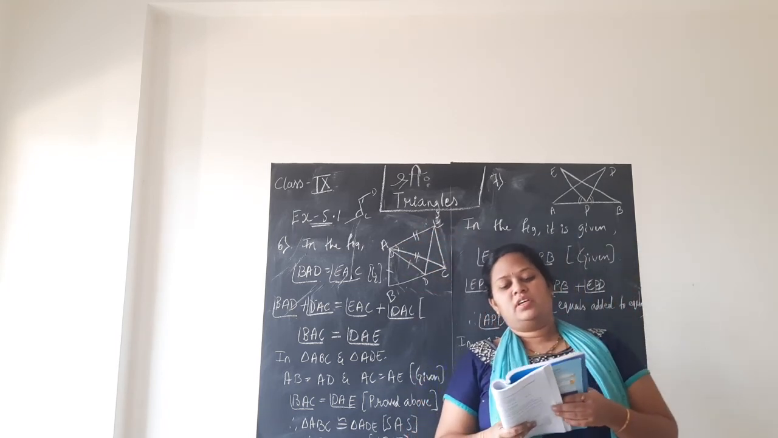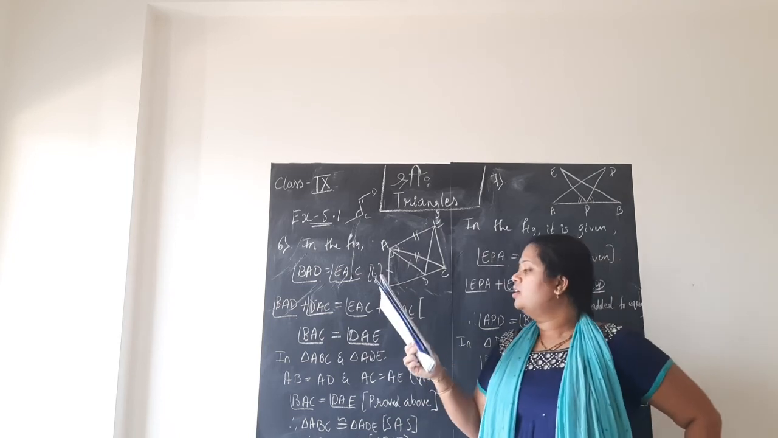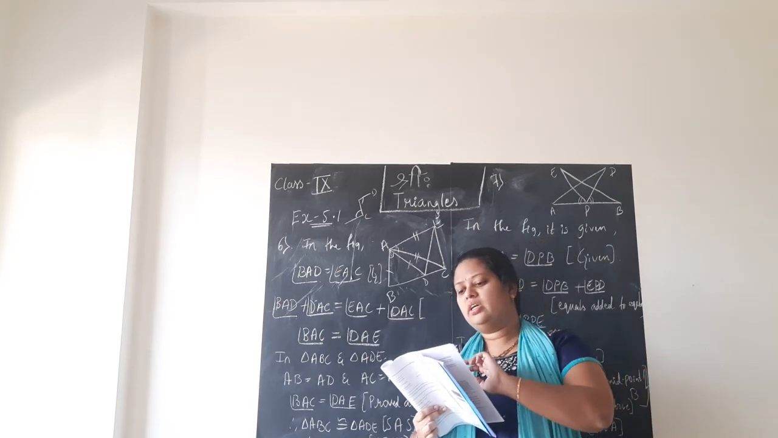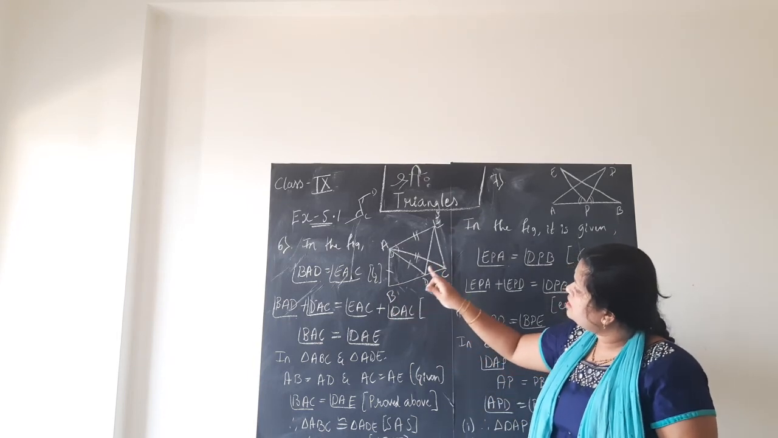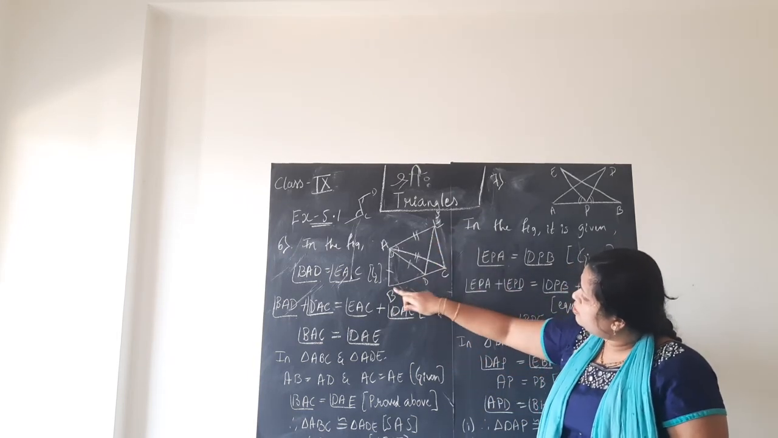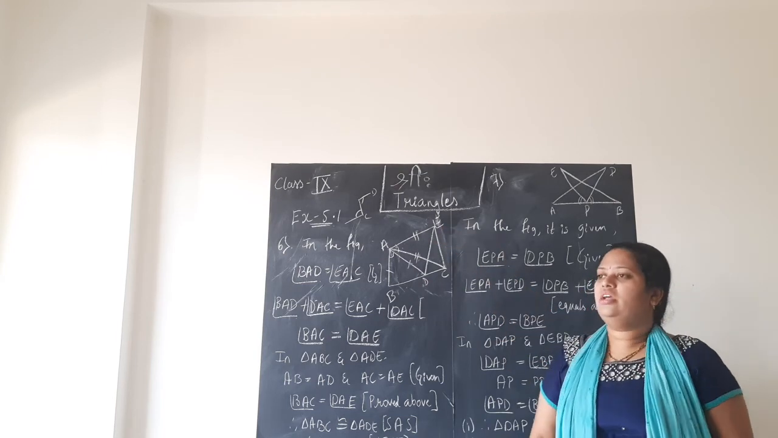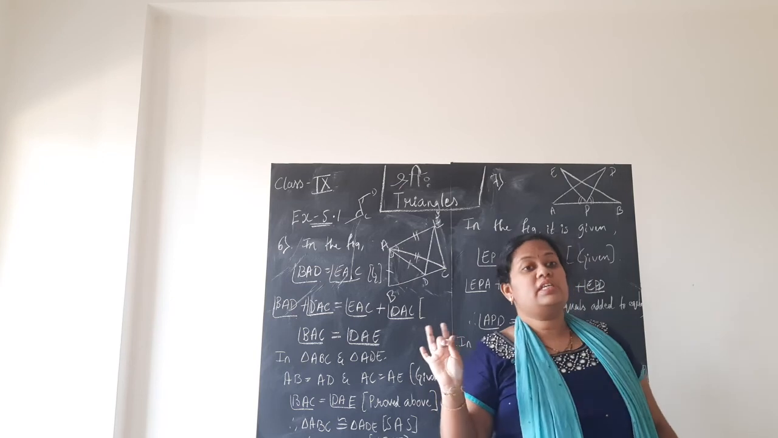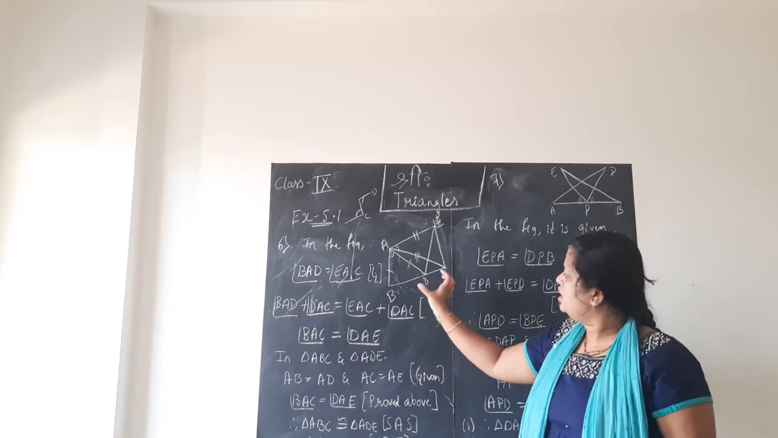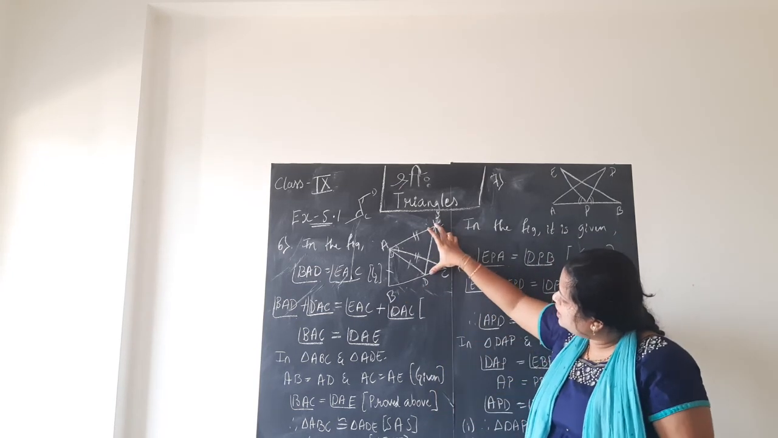We need to show that BC is equal to DE. What is BC? BC is equal to DE. This side is there now, BC, that is equal to DE. We need to prove it. First you check where this BC and DE come. So here is side BC, here is side DE.